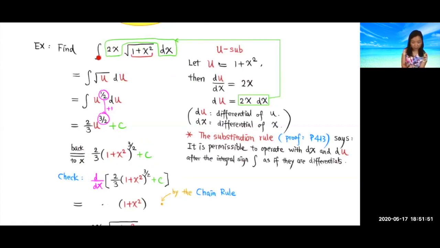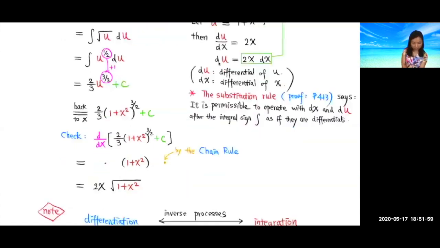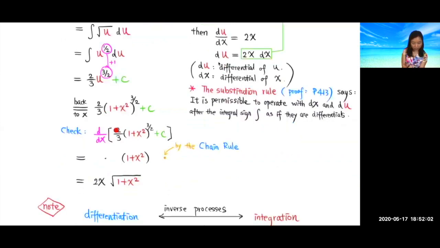We can check if this answer is correct by differentiating. To differentiate this, we notice that the 2/3 is a constant multiple, so we put it in front. And the exponent on this quantity 1 plus x squared is 3/2, so we drop down this exponent 3/2. And then that quantity 1 plus x squared will be raised to the 1/2 power.